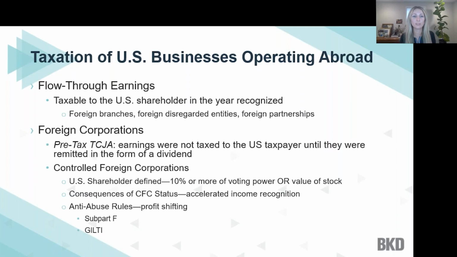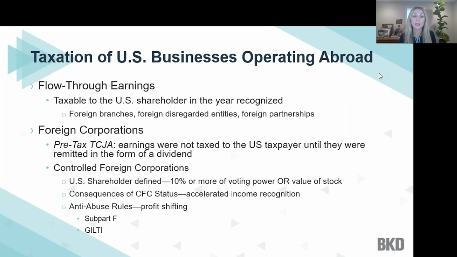Flow-through earnings are foreign income and losses that are taxable in the US to the shareholders of the foreign business in the year recognized. Owners may typically claim a foreign tax credit for the foreign taxes paid in the local country. Typical flow-through structures are foreign branches, foreign disregarded entities, and foreign partnerships. The income is usually taxed at ordinary rates and can be beneficial when foreign taxes are high relative to the US tax on the income.